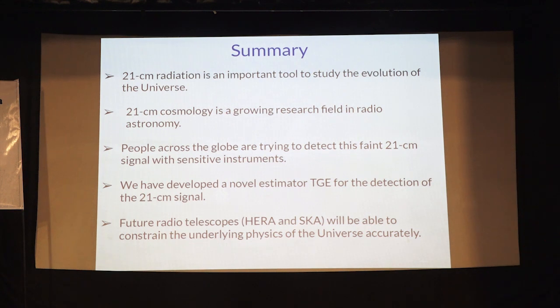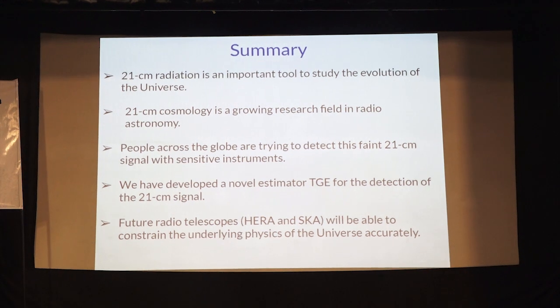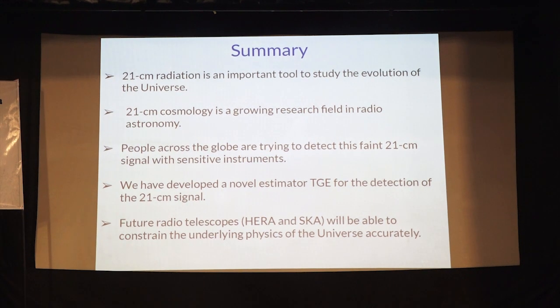The 21 centimeter line is a promising tool to study the universe, as we have been hearing from the beginning of the workshop. In different parts of the globe, people are working to measure the global signal and interferometric measurements of the fluctuation power spectrum. We have developed a novel estimator in this area to measure the power spectrum, both the 2D angular power spectrum and the 3D power spectrum. And future telescopes, HERA and SKA, will give us more constraining results in the field.